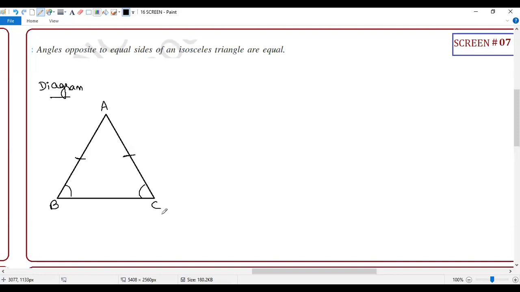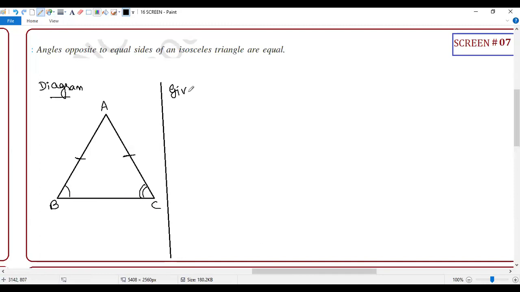Crystal clear or not? Yes, sir. But I don't know whether these two angles are equal or not. I don't know they are equal or not. Sir, why are you putting one arc, two arc? I don't know they are equal or not. I am purposefully putting this as angle 1 and this as angle 2.